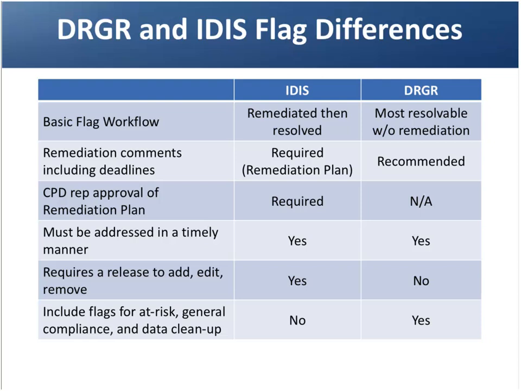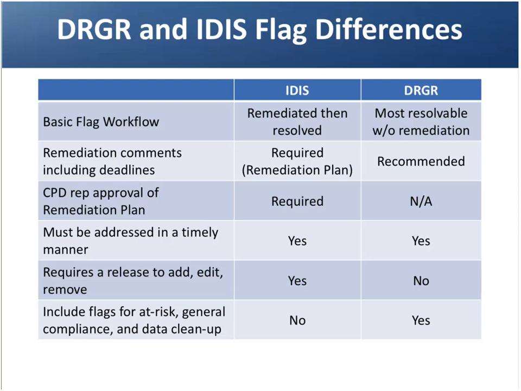Flags must be addressed in a timely manner. That's correct for both IDIS and DRGR. In IDIS, you set a deadline that's approved by your CPD rep. In DRGR, we're asking for you to take a look at them with action plan and QPR submissions. For flags that cannot be resolved at the time of action plan or QPR submission, depending on the severity of the flag, you and your HUD rep will want to work out what's an appropriate timeline.